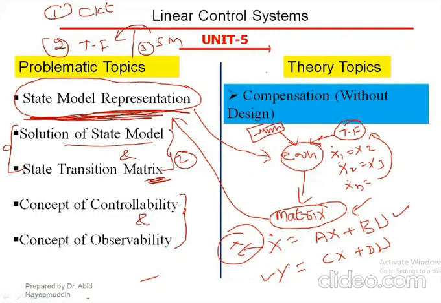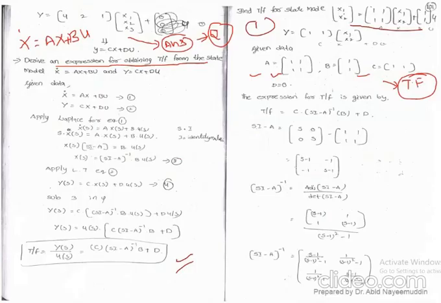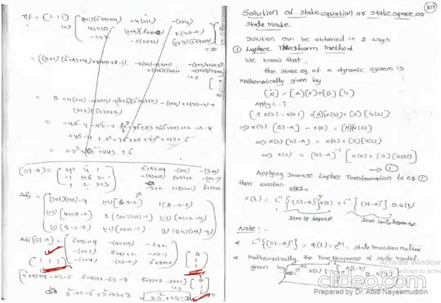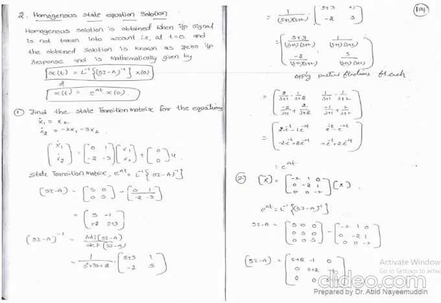So that is the solution of state model, the last but one concept. I have finally come to the last but one concept, named solution of state equation. So what does solution of state equation mean? Let me write here. Here you have the state model x dot is equal to Ax plus Bu.